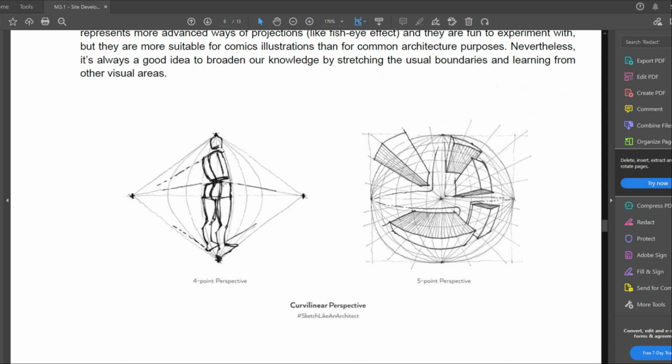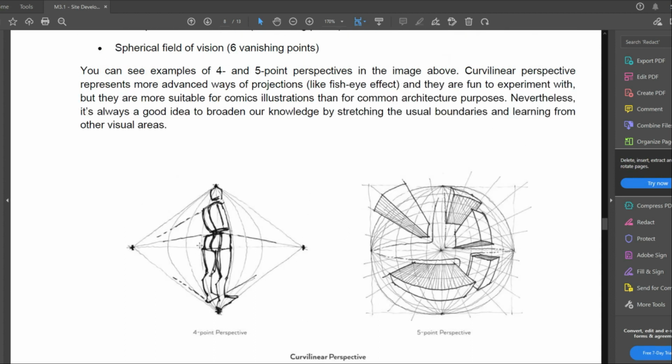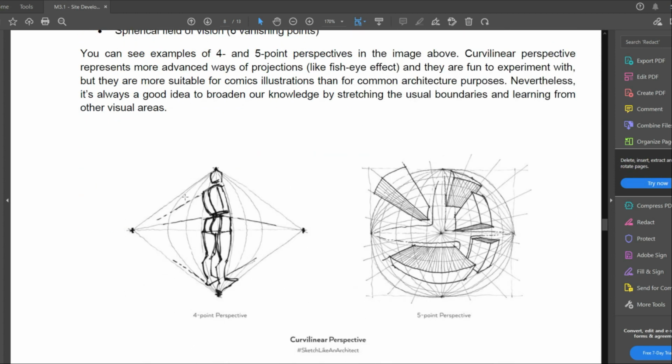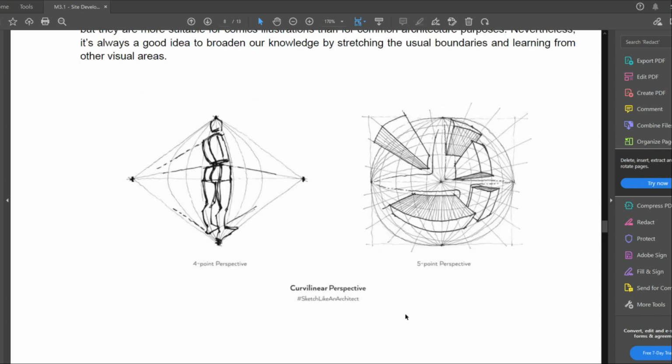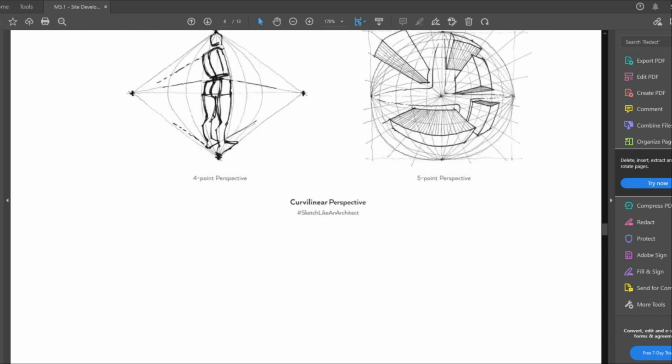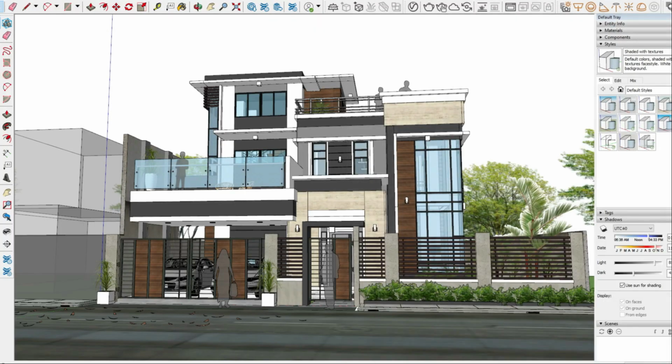So this is a 4-point perspective. And then this is a 5-point perspective. So gagamit kita sa mga curves sa aton nga projection. Then amo man ni siya, may curves man siya. So that is curvilinear projection or perspective.